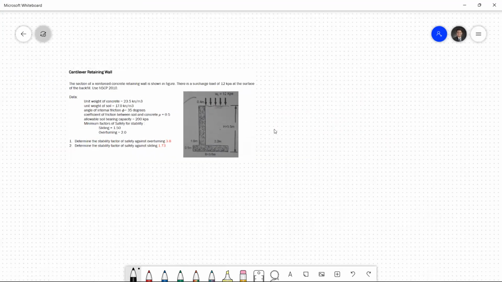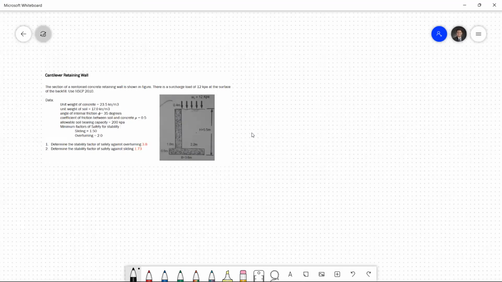Okay. So the analysis here is simply the same as the analysis of dams in your fluid dynamics. We will find the vertical forces and the horizontal forces, then find the overturning moment and righting moment. Then recall the formula for factor of safety against overturning and factor of safety against sliding.